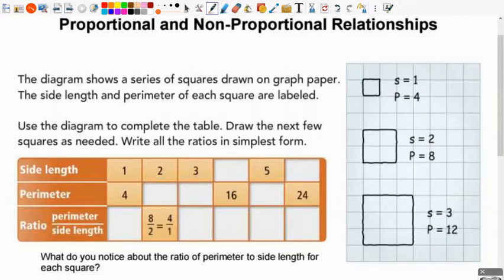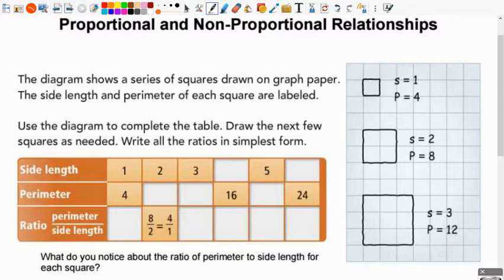In our lesson today, we're going to look at proportional and non-proportional relationships through tables. And what we're going to do in our first example is look at the relationship between the side length of a square and the perimeter of a square. The diagram shows a series of squares drawn on graph paper. The side length and perimeter of each square are labeled. Use the diagram to complete the table. Draw the next few squares as needed. Write all ratios in simplest form.